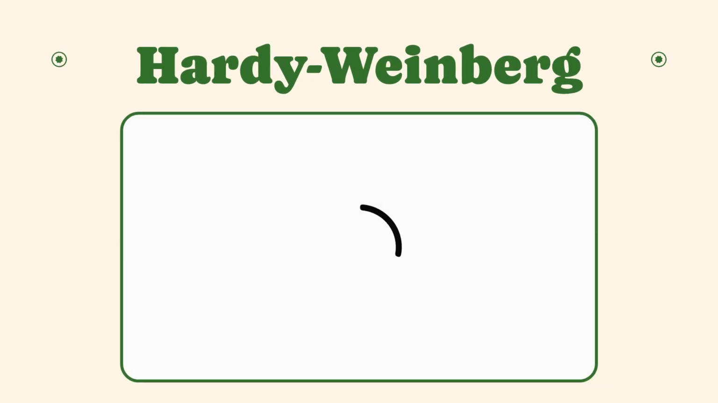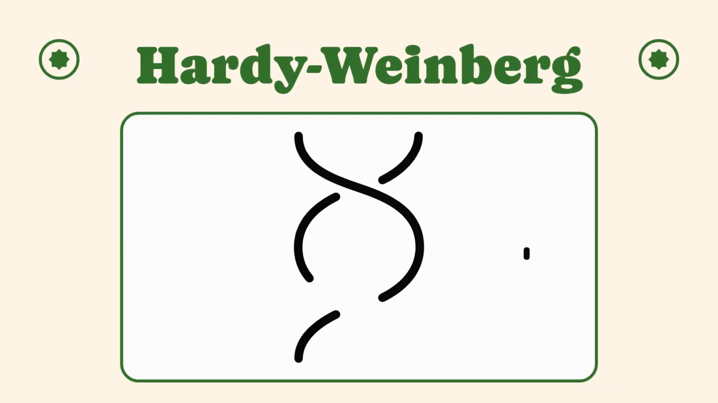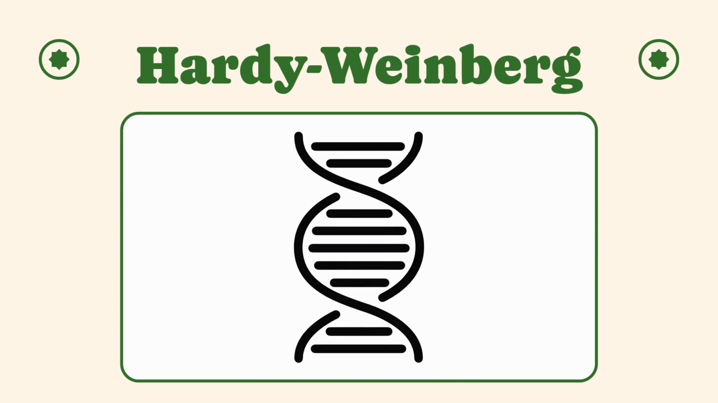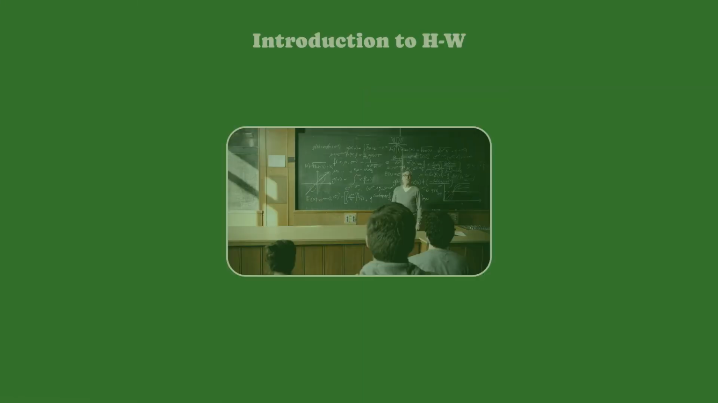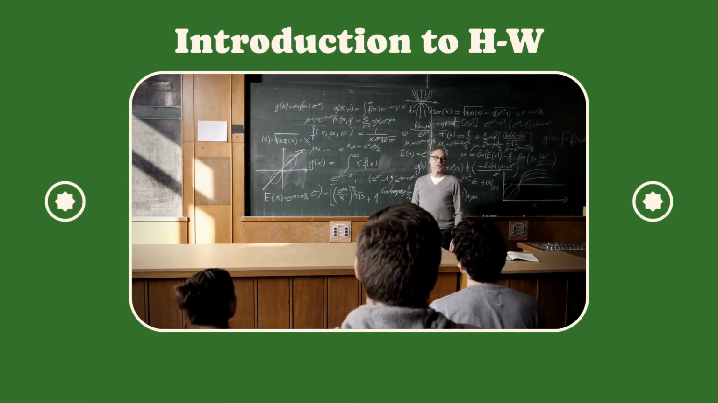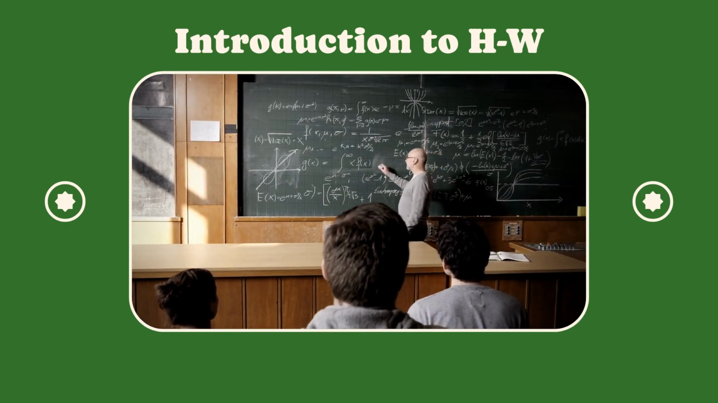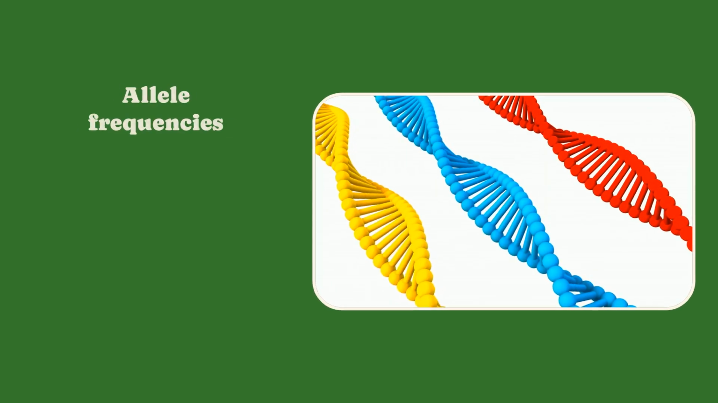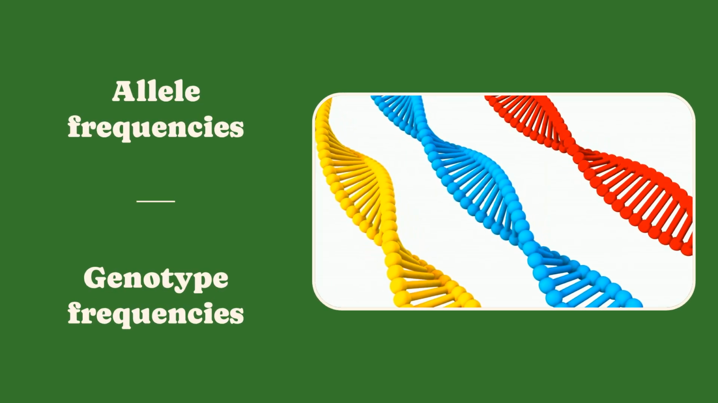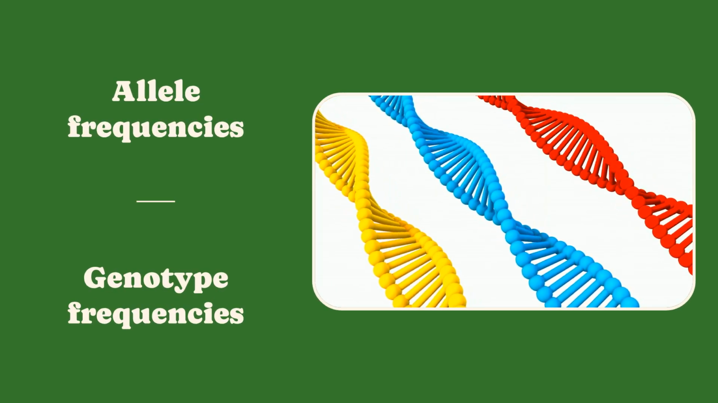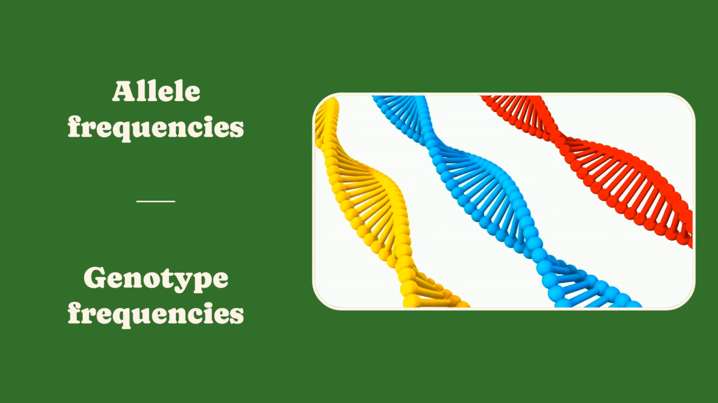Welcome to our quick tips guide on the Hardy-Weinberg equilibrium. This is an essential concept in population genetics. The Hardy-Weinberg principle provides a mathematical baseline for a population that is not evolving. Specifically, it describes how allele and genotype frequencies remain constant from generation to generation in a non-evolving population.